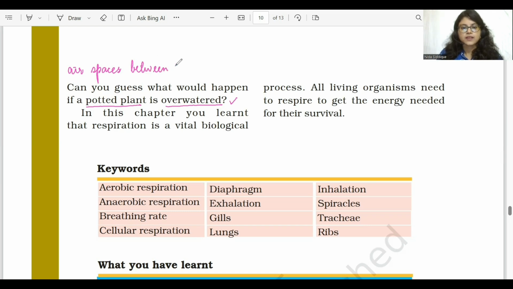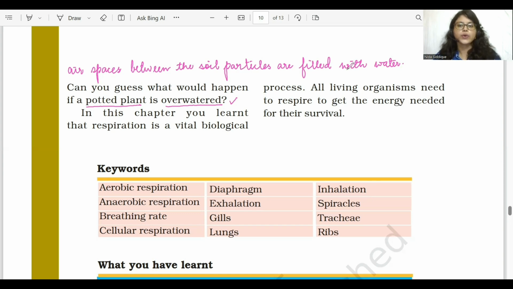So the air spaces between the soil particles are filled with water. And since it is filled with water, the plant's roots will not be able to take up oxygen and ultimately roots can die. Okay, so we should make sure that we are not overwatering the plants.